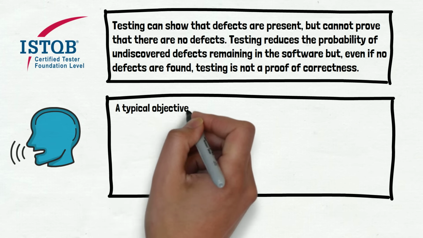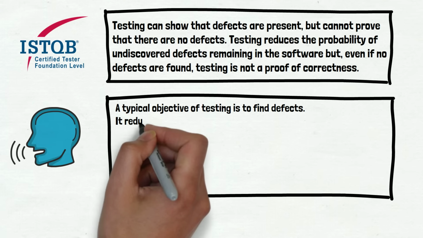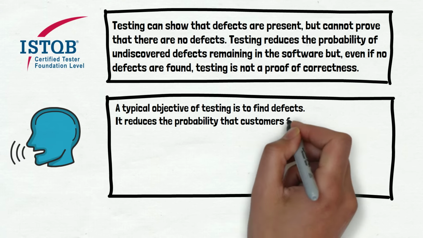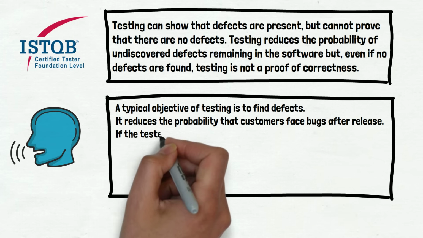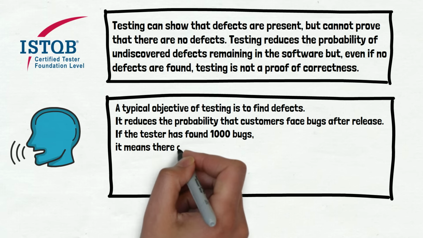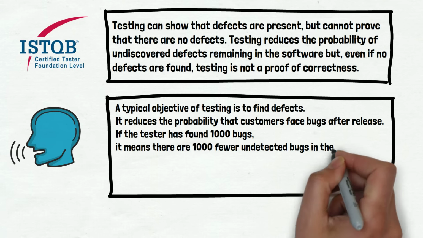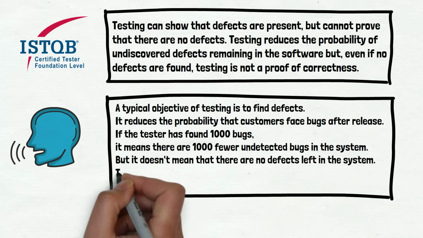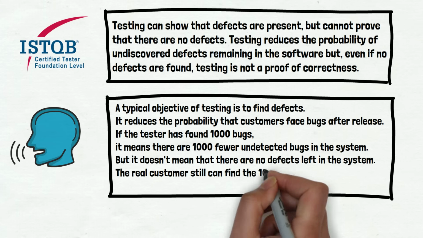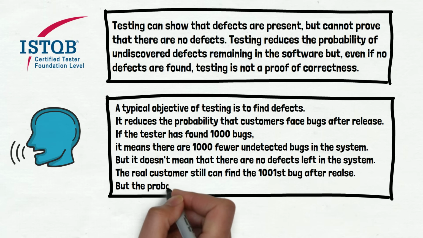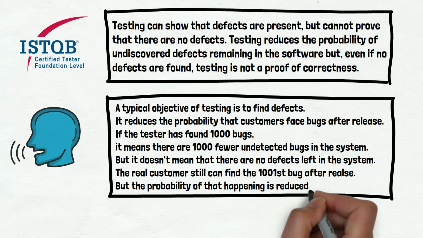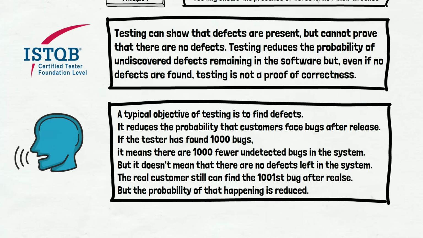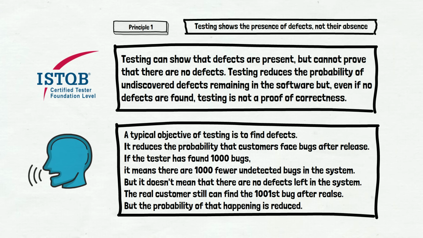A typical objective of testing is to find defects. It reduces the probability that end users will face bugs after release. If the tester has found 1,000 bugs, it means there are 1,000 fewer undetected bugs in the system, but it doesn't mean that there are no defects left in the system. The customer still can find the other 100 bugs, but the probability of that happening is reduced. As we said, there will be a separate video for each of these. Let's move on to the second principle.